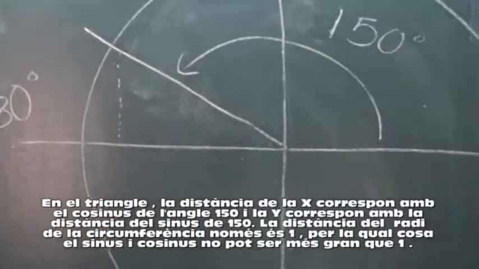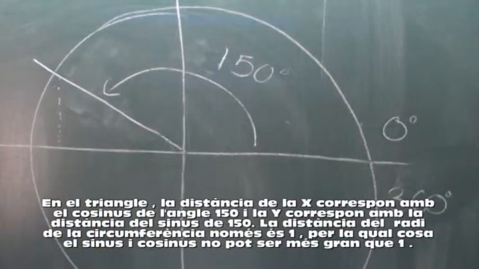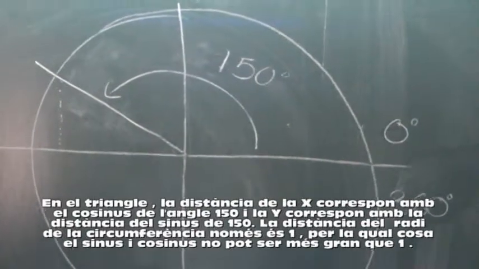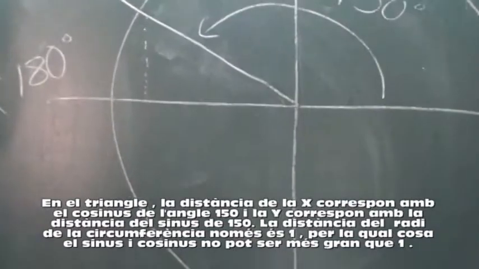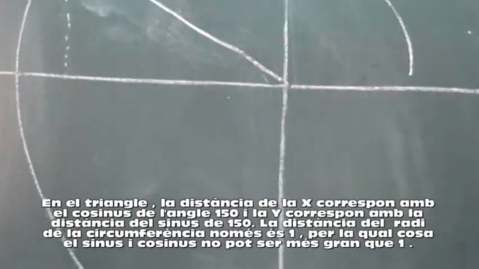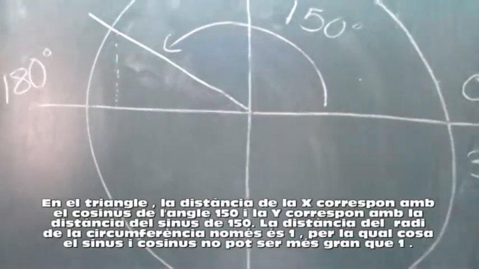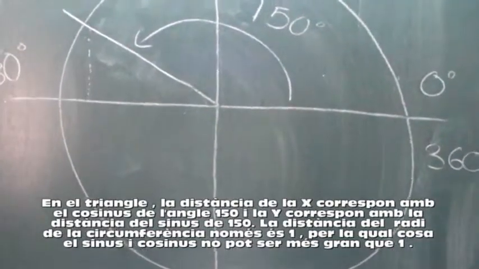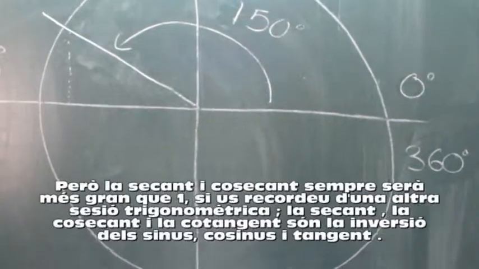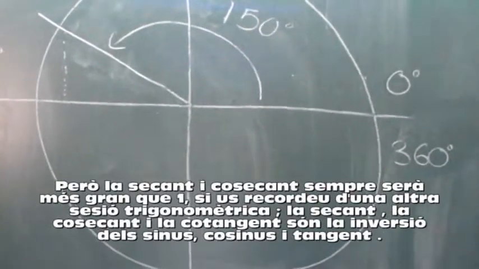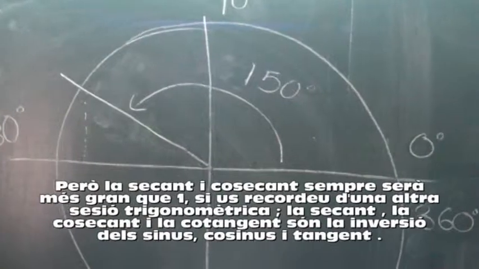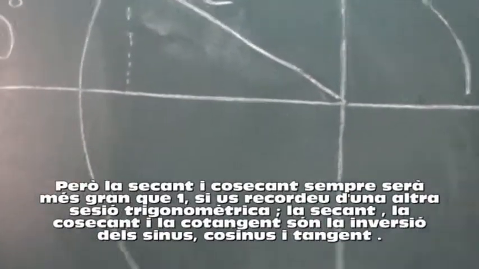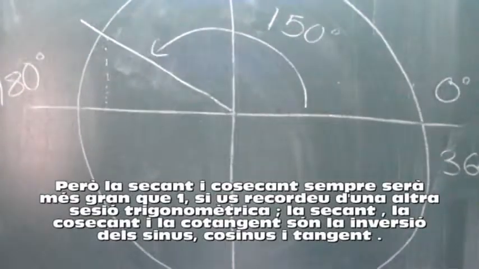In the triangle, the distance of the x corresponds with the cosine of the angle 150, and the y corresponds with the distance of the sine of 150. The radius of the circumference is only 1. So the sine and cosine cannot be higher than 1, but the secant and cosecant will always be bigger than 1. If you remember another trigonometric ratio, the secant, the cosecant and the cotangent are the inverses of sine, cosine and tangent.